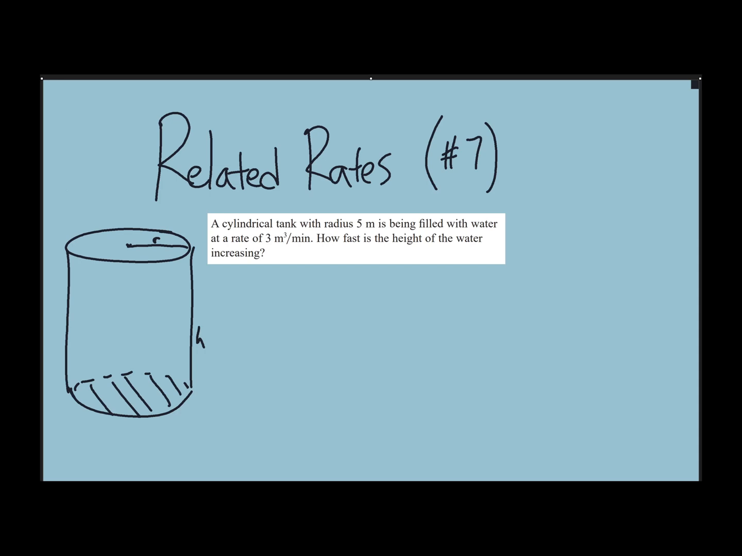It has a radius 5, so we'll give it a 5 here. It's being filled with water at a rate of 3 cubic meters per minute. How fast is the height of the water increasing? Well, they give us a couple of things here. They give us a change in volume with a change in time. So that'd be dV/dt equals 3. And we know r equals 5.